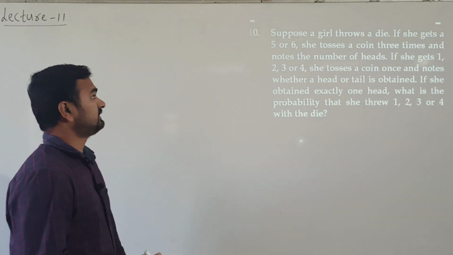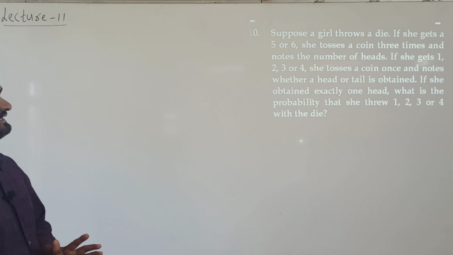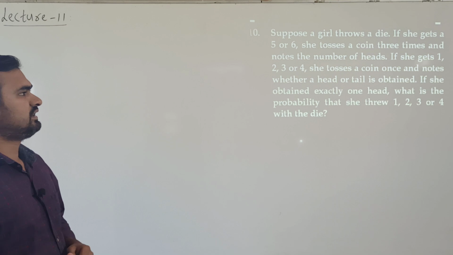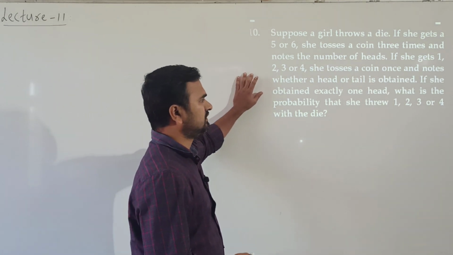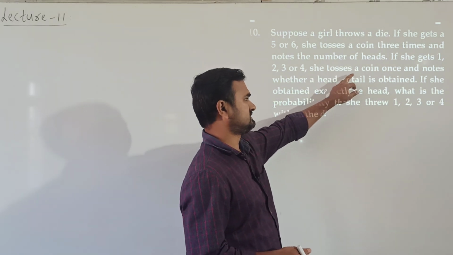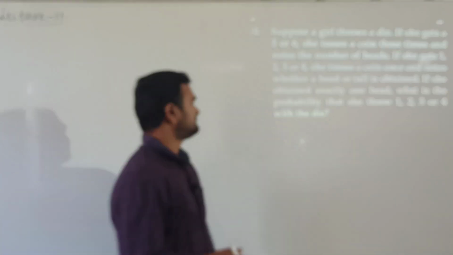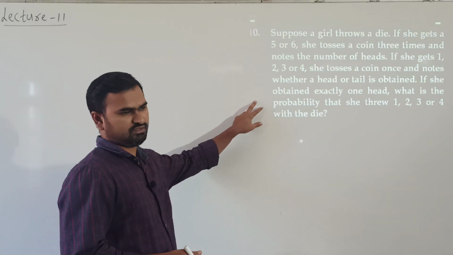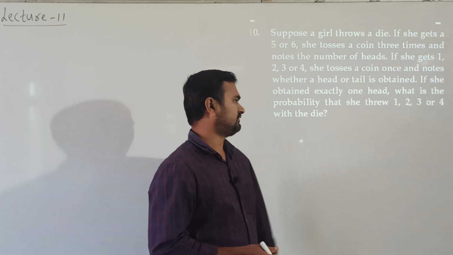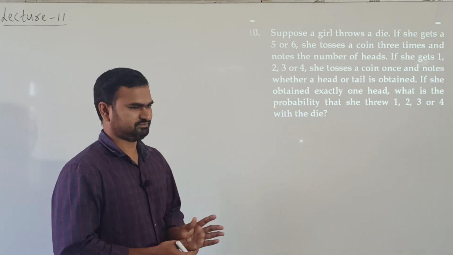Let us see question number 10. Suppose a girl throws a die. If she gets a 5 or 6, she tosses a coin 3 times and notes the number of heads. If she gets 1, 2, 3 or 4, she tosses a coin once and notes whether a head or tail is obtained. Now if she obtained exactly one head, what is the probability that she threw 1, 2, 3 or 4 with the die?